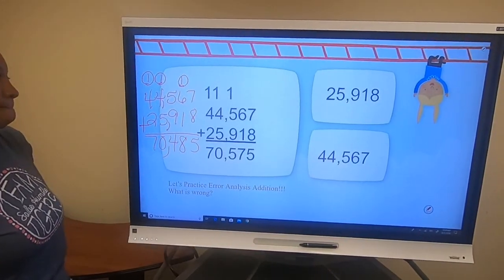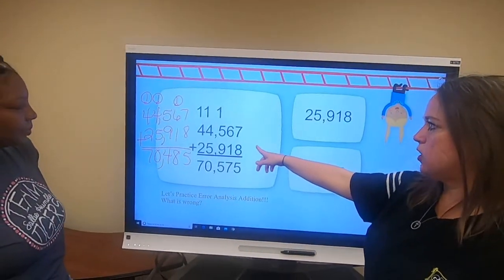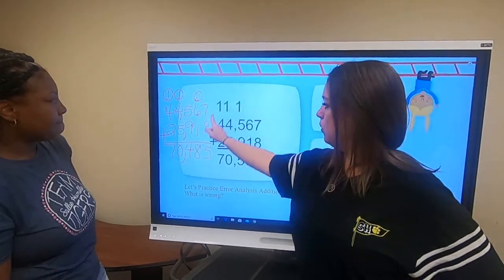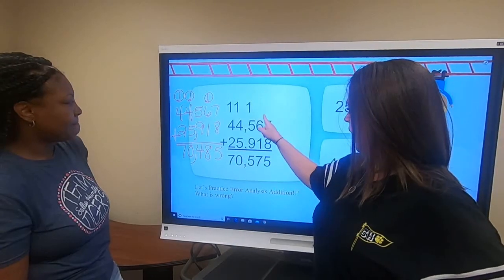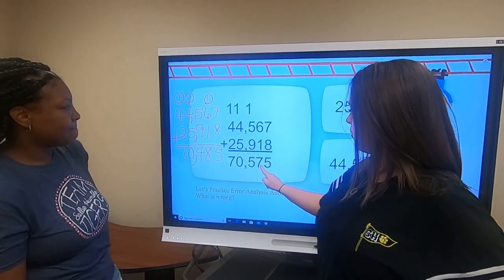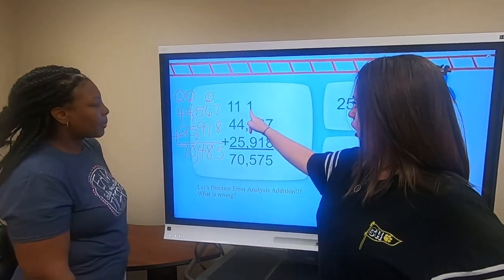Miss Bethay, I have something to say. I think this student made another mistake also. Okay. Because their work does not look like yours. So not only did they not regroup the 110 from the 15, when they added their tens place, 6 plus 1 equals 7, they did regroup a 100.